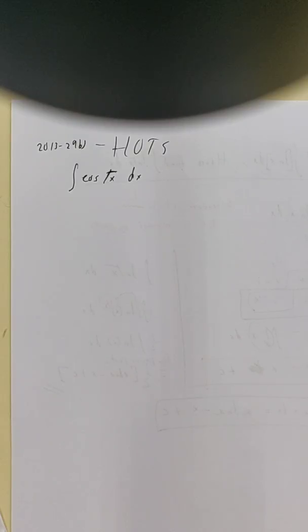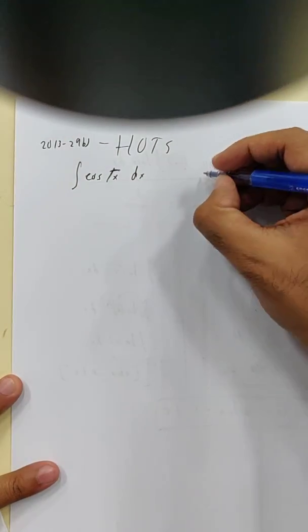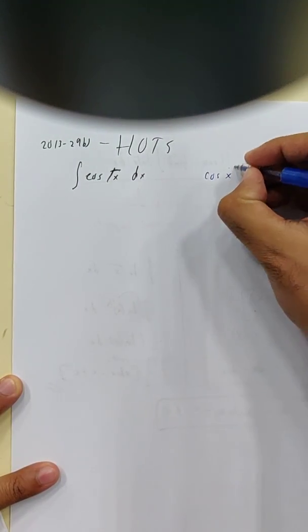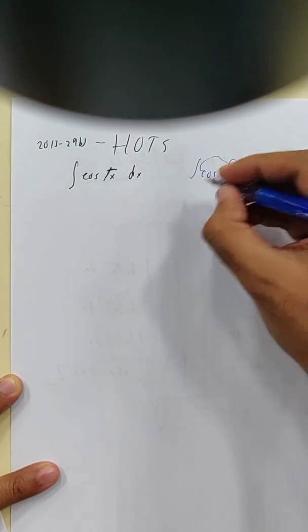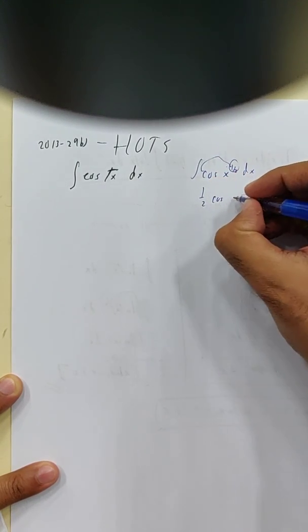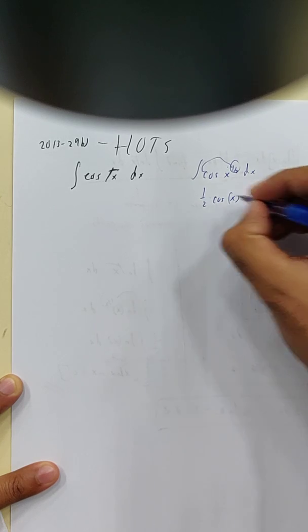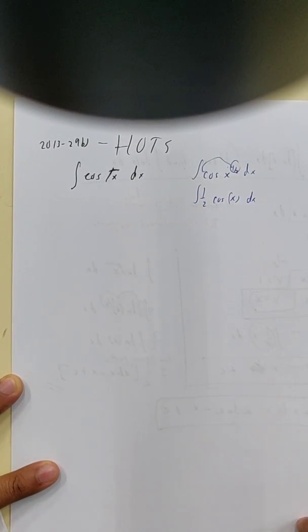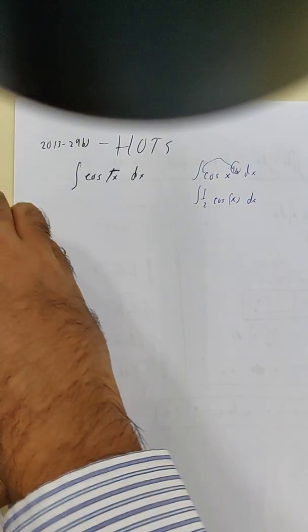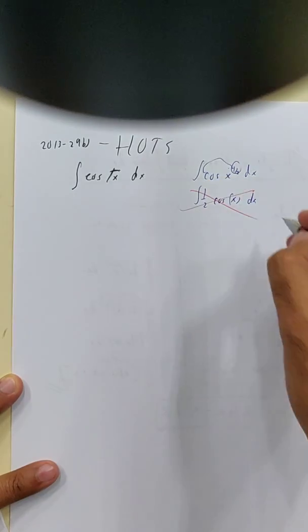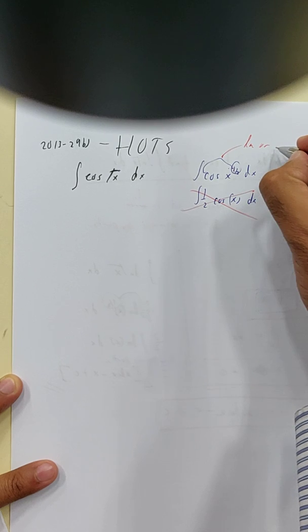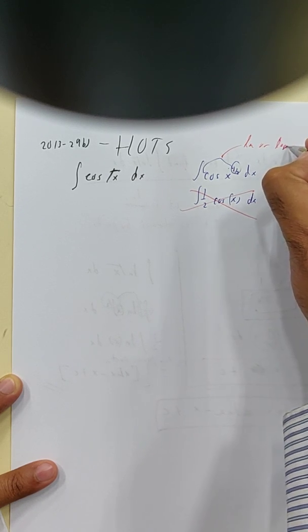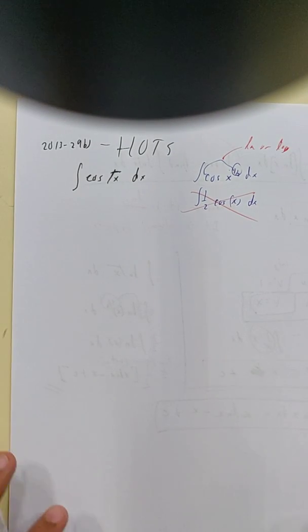Okay, I like your idea just now. Cos x, 1 over 2, and then I'm bringing this to that side. 1 over 2 cos x dx. Is this okay? This is the wrong answer. Why? This technique only works for ln and log. So please don't get yourself confused.